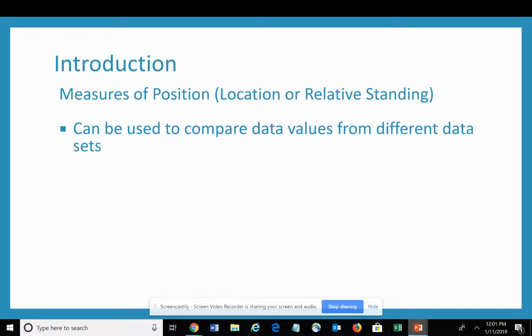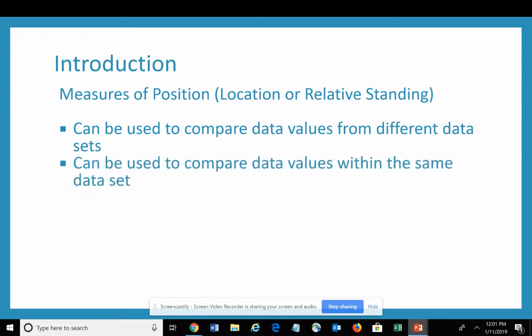For example, if you were looking at the weights of professional athletes, and you had one data set that had the weights in pounds and another data set that had the weights in grams, you could still make comparisons even though you have two different measurement units. Also, measures of position can be used to compare data values within the same data set to see which value is, in a sense, more extreme than another.